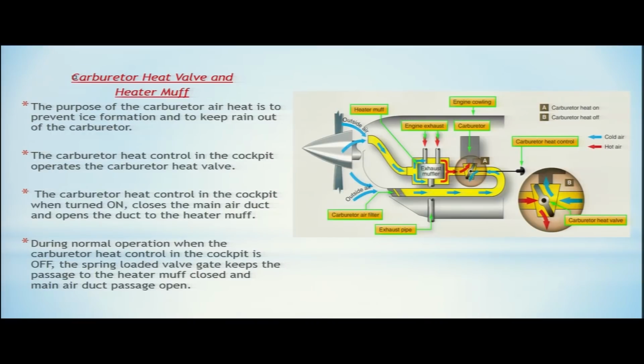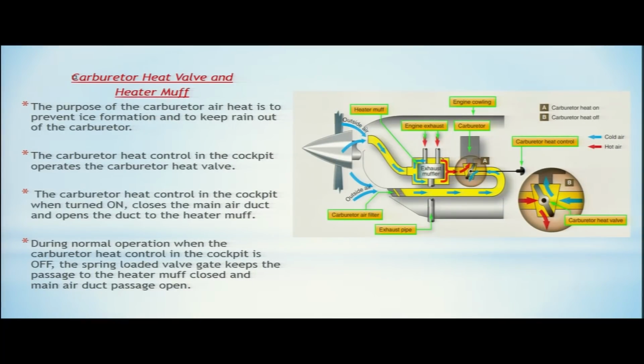During normal operation, when the carburetor heat control in the cockpit is off, the spring loaded valve gate keeps the passage to the heater muff closed and the main air duct passage open. So now here is your heater muff, this is your exhaust heater muff. We will see what a heater muff is. From here you have warm air coming, this is your engine exhaust, with air flowing over the outside of the exhaust.